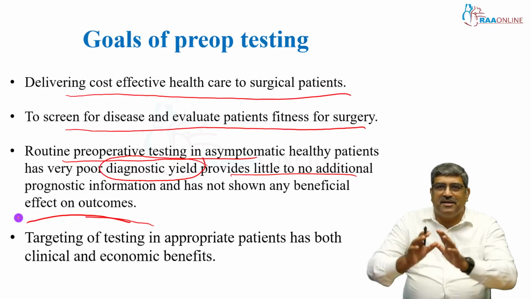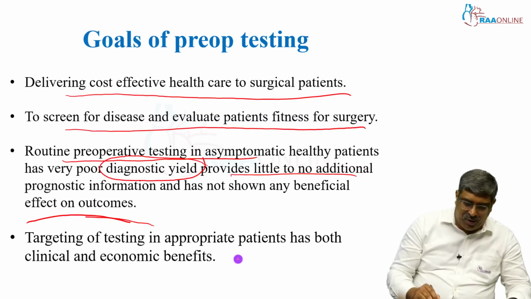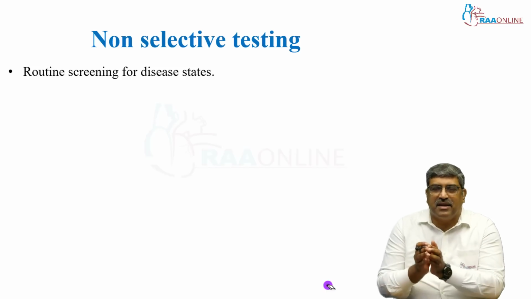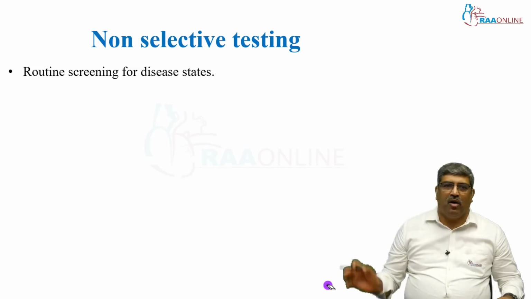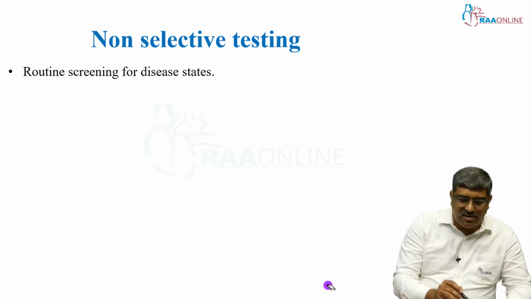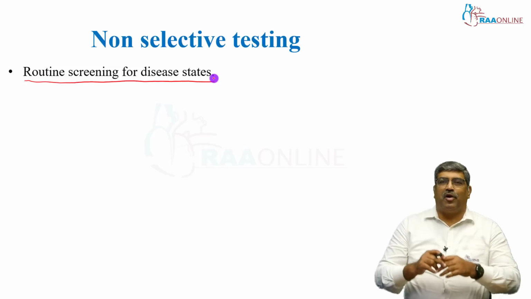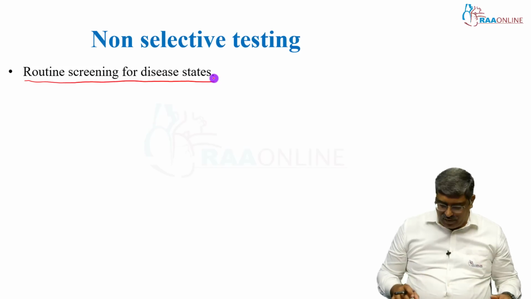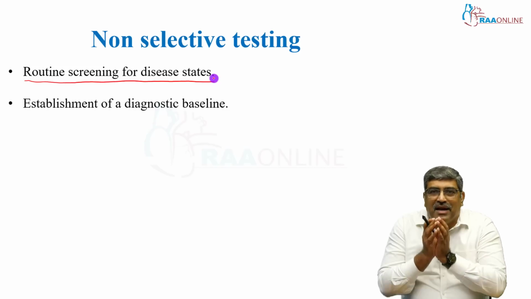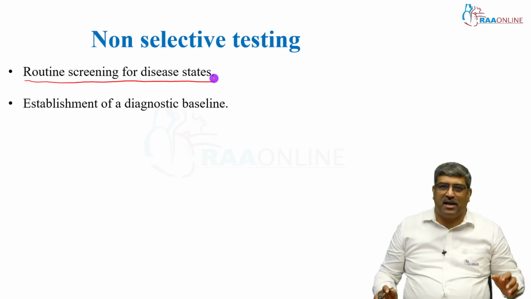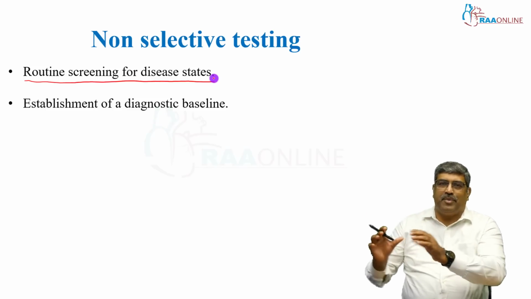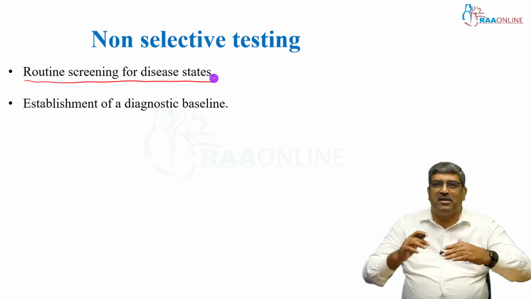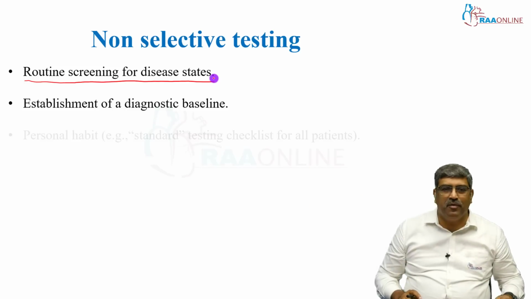Another important goal is that you should target which test is required in the appropriate patient. By targeting this testing to the appropriate patient, you have both clinical and economic benefit. This testing can be selective or non-selective. Non-selective is when you have a routine screening. For example, when a disease comes, you will routinely do all the screening tests for that particular disease. And you have the establishment of a diagnostic baseline. For example, your patient has diabetes and you establish a baseline sugar, so that baseline is a comparison for what you do in the perioperative period.